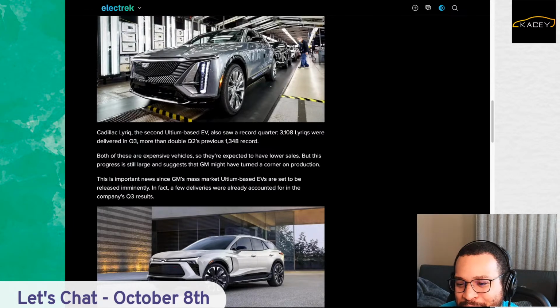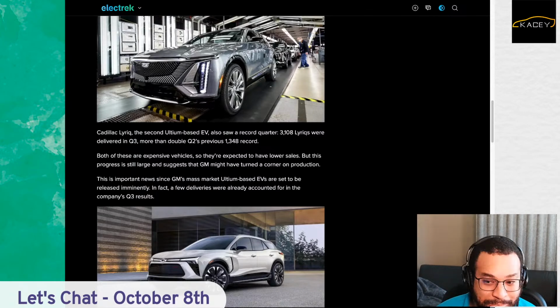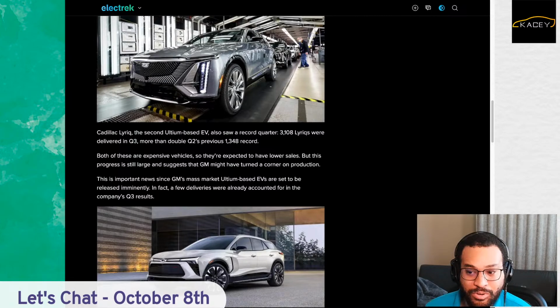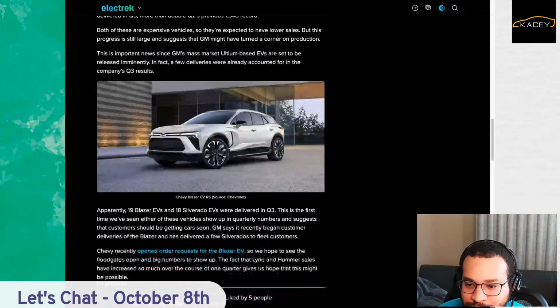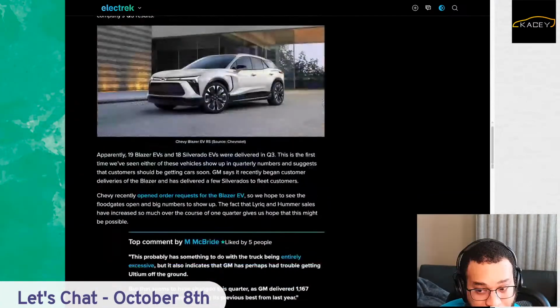This is important news, since GM's mass market Ultium-based EVs are set to be released imminently. In fact, a few deliveries were already accounted for on the company's Q3 results. What, really? The Blazer made it off the train? Apparently 19 Blazer EVs and 18 Silverado EVs were delivered in Q3.